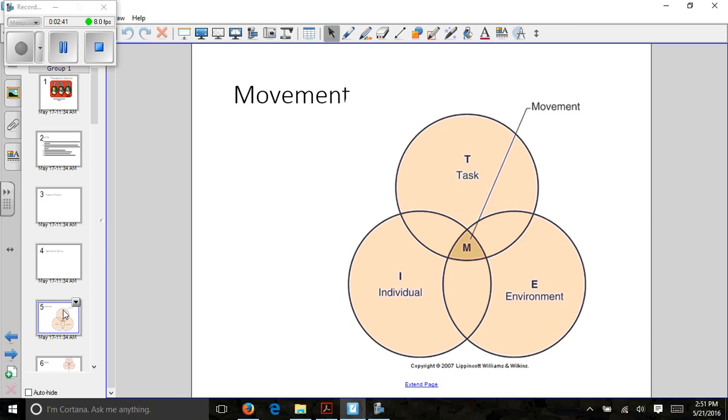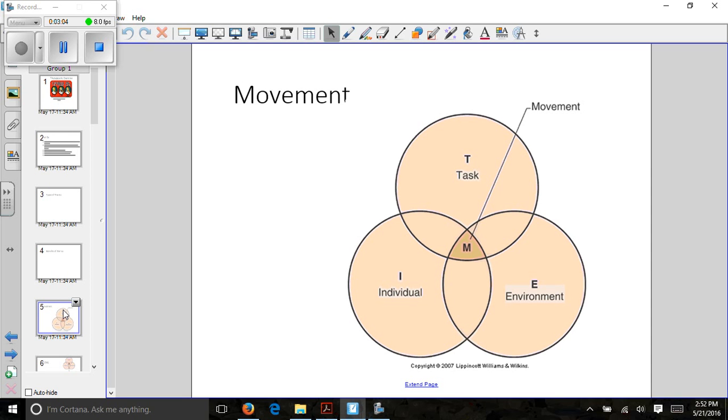I want to look at a picture that is from a motor control, motor learning perspective, and it puts movement at the center as the little M of these three circles, right? So this is a Venn diagram, so they all have overlap. When you think about how somebody moves, and that's one of our goals as physical therapists, the word physical is in our job, we want to get people moving.